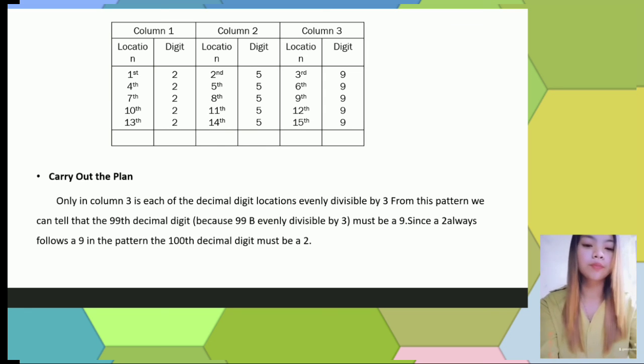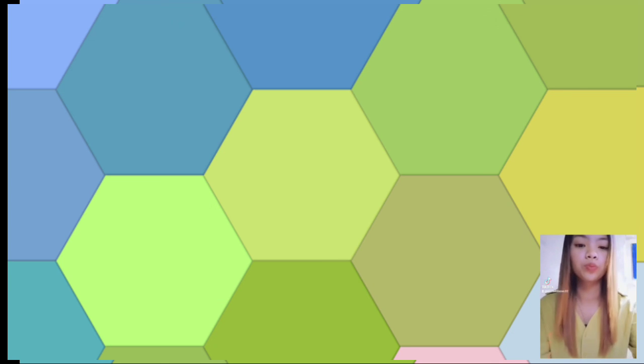The third step is to carry out the plan. Only in column 3 is each of the decimal digit locations evenly divisible by 3. From this pattern, we can tell that the 99th decimal digit, because 99 is evenly divisible by 3, must be a 9. Since a 2 always follows a 9 in the pattern, the 100th decimal digit must be a 2.